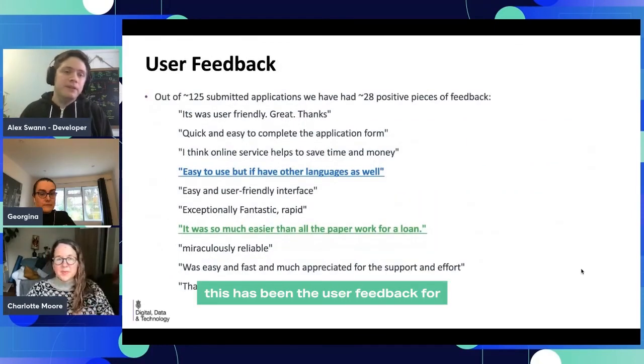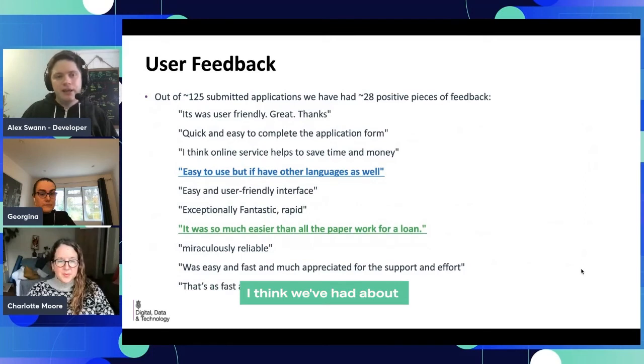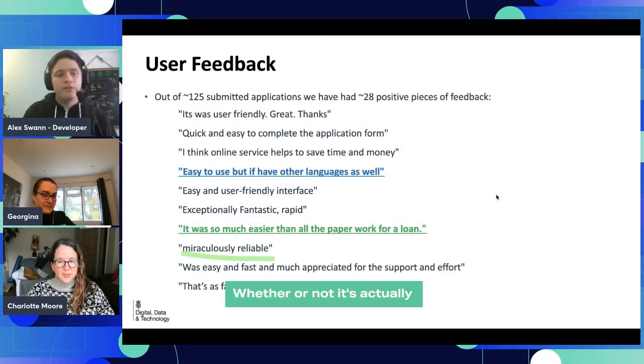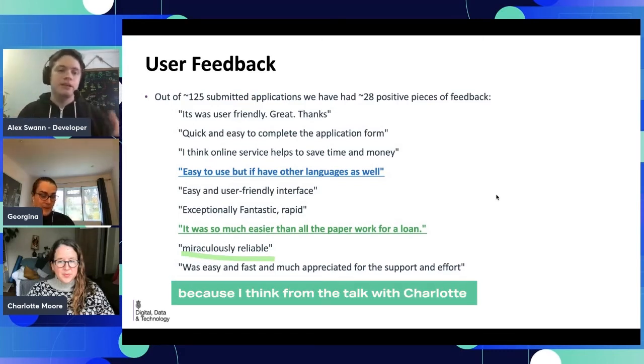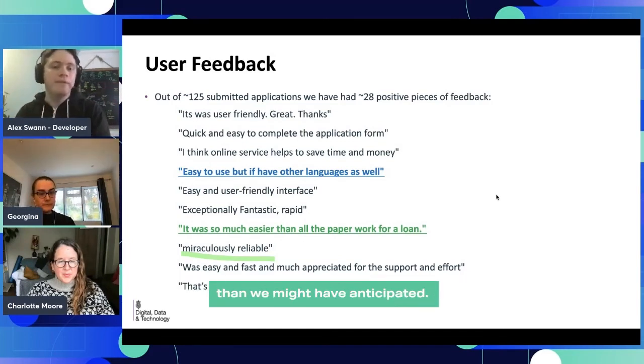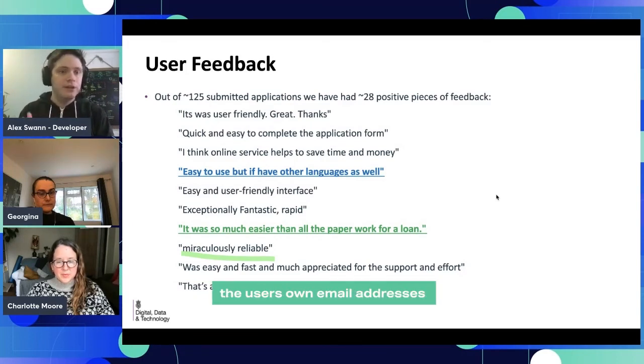Lastly, this has been the user feedback on refugee integration loan. I think we've had about 125 submitted applications, and about 25% of them have been really, really positive. It's been great that we're capturing that. "Miraculously reliable" was one that did give me a chuckle, I have to say. Whether or not it's actually users themselves, because I think we're talking to Charlotte, that the English here was probably better than we might have anticipated. Maybe caseworkers might be filling in feedback for them, but it's definitely the users' own email addresses where they've chosen to insert it, so we know where it's come from.